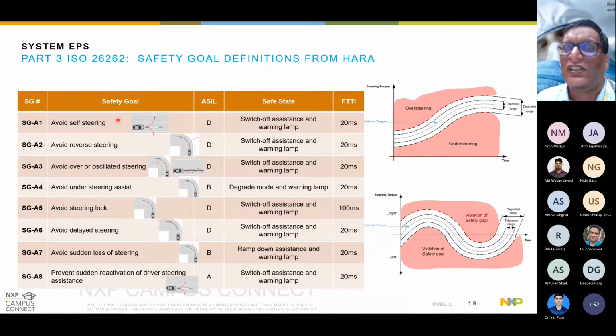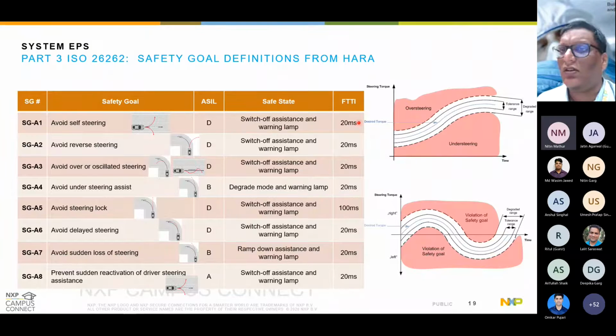So, for example, if the vehicle is moving at a very fast speed, then there would be certain self-steering that will cause a malfunction really quickly. So that's how you define this FTTI. Some of it is based on experience, some of it is based on testing at the OEM level. So people who do vehicle testing know that if this malfunction happens, then this is the time within which we should prevent it. So this is how you define your FTTI.